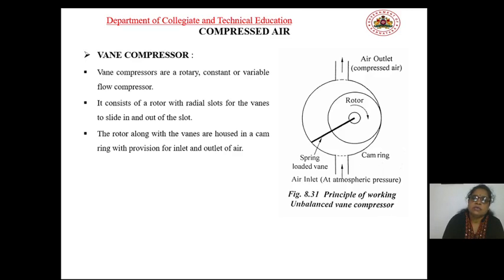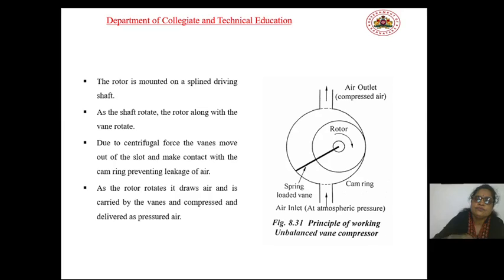It is a rotary constant or variable flow compressor. It consists of a rotor with radial slots. You can observe the radial slots for the vanes to slide in and out of the slot. The rotor along with the vanes are housed in a cam ring with provision for inlet and outlet valves for entering and exit of the air. The rotor is mounted on a splined driving shaft. You can observe the spring loaded valve, cam ring, rotor and valves.